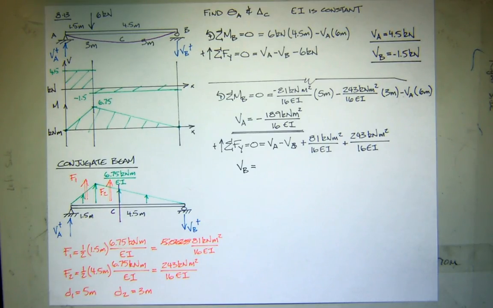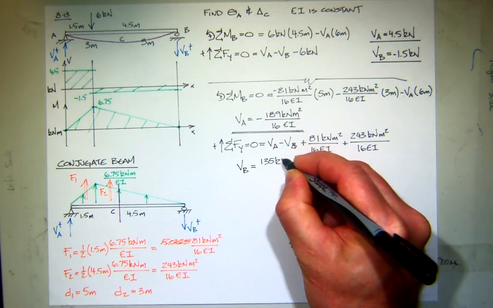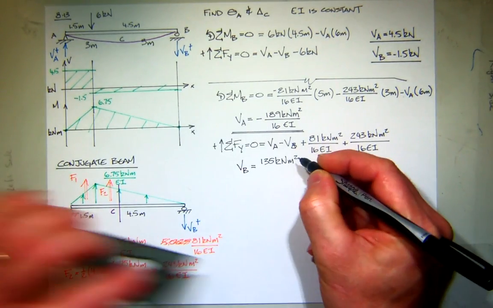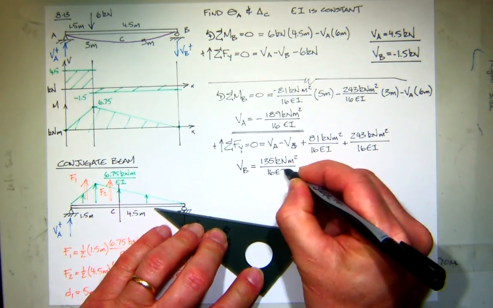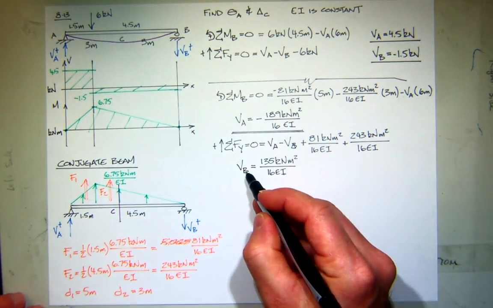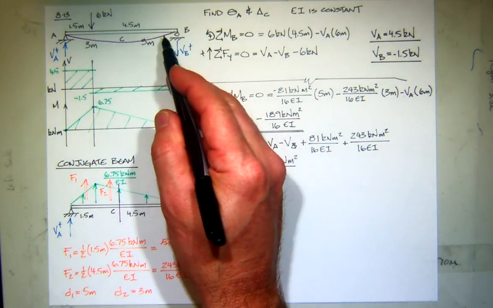No? What was your answer again? I think it's less than that. I got 135. That sounds better. 135? So that's 135 kilonewton meters squared over 16 EI. And that's positive. Now, does it make sense that shear at B, which maps to the slope at B, being positive? That seems to make sense. We have positive slope at B.